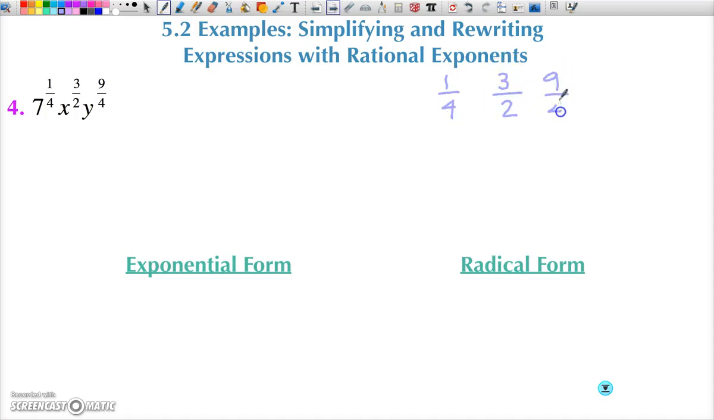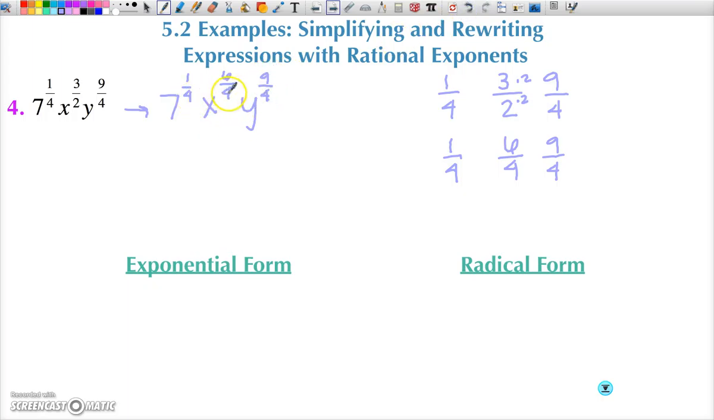3/2 and 9/4. There we go. So we want to all have, so we're going to multiply this by 2 and this by 2 to get 6/4. And then our 9/4. There we are. So what I'm going to do is rewrite this right here to have those exponents that are all the same. So 7 to the 1/4 has not changed, but now x's power is 6/4, and y's exponent now is 9/4.